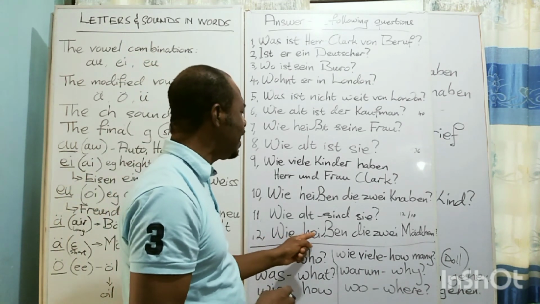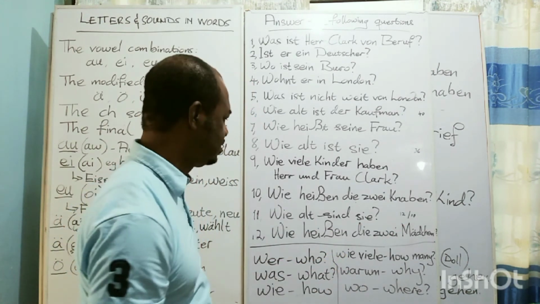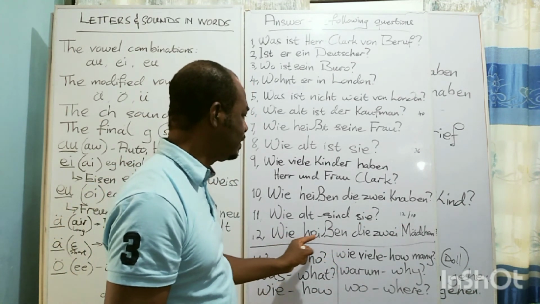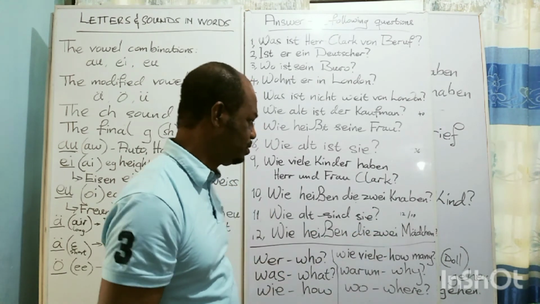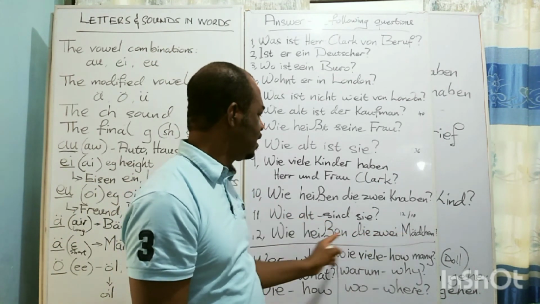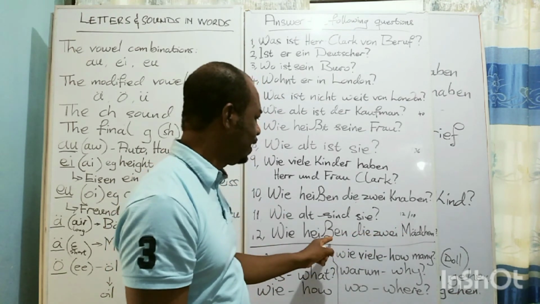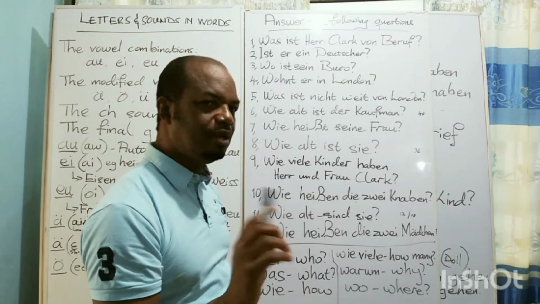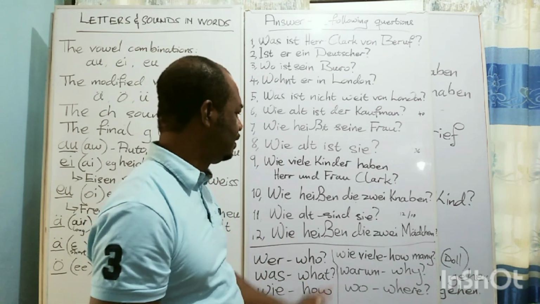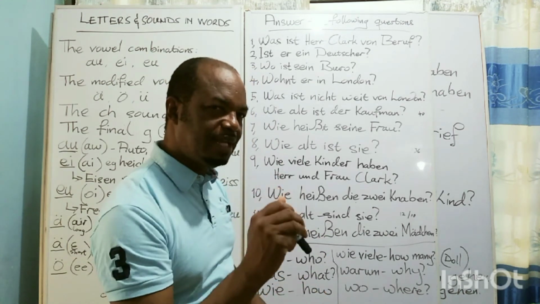Wie heißen die 2 Mädchen? Mädchen means girls. What are the names of the two girls? Then you answer, the two girls are called Die zwei Mädchen heißen Marie und Anna.